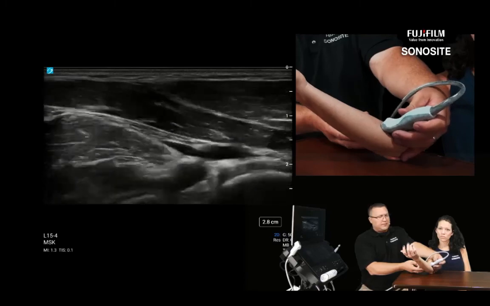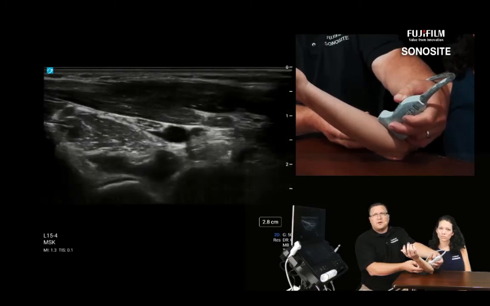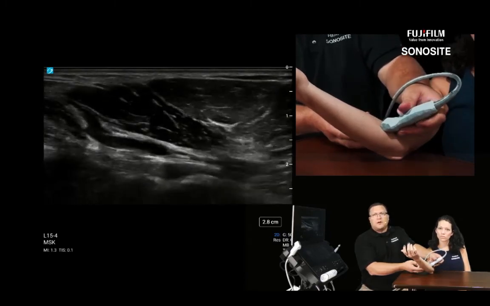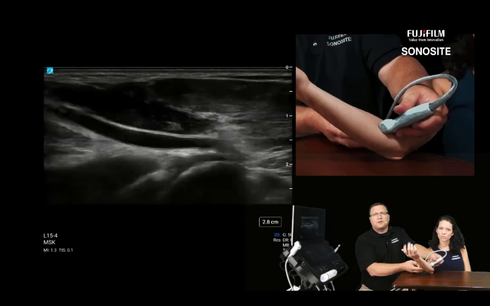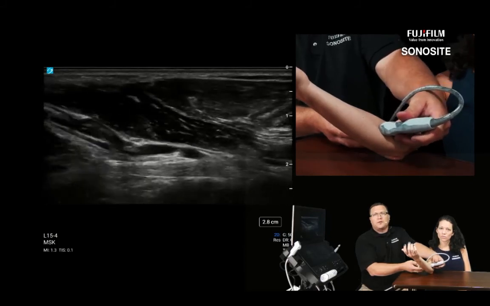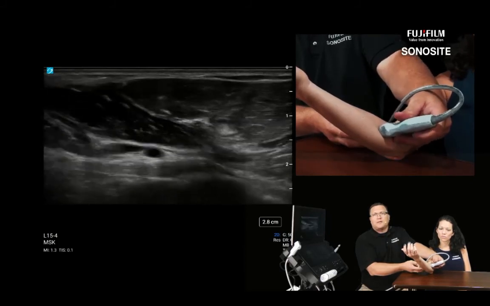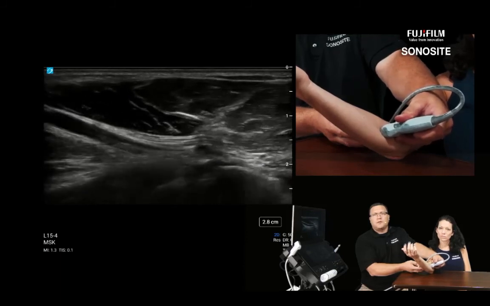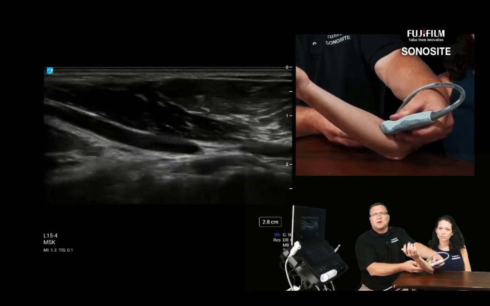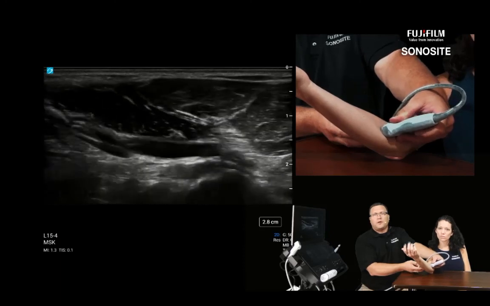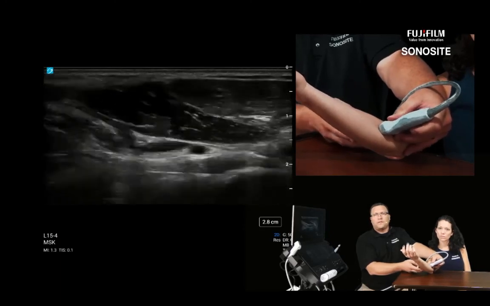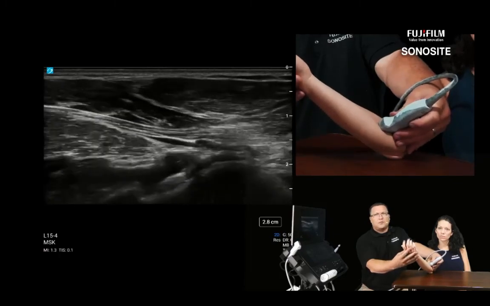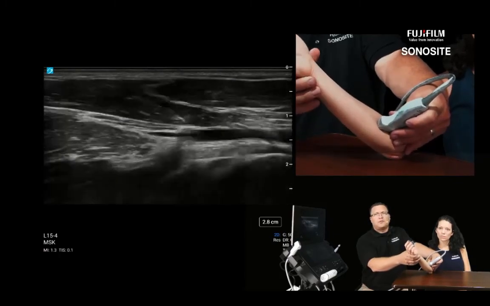So now I just need to rotate the transducer, elongate the ulnar branch of the radial brachial artery, and use it as an acoustic window. And there we can see the distal biceps attaching right there on the radial tuberosity through the acoustic window of that ulnar branch of the brachial artery. So that's one view of it right there. And it's a nice one because you can actually pronate and supinate right here.